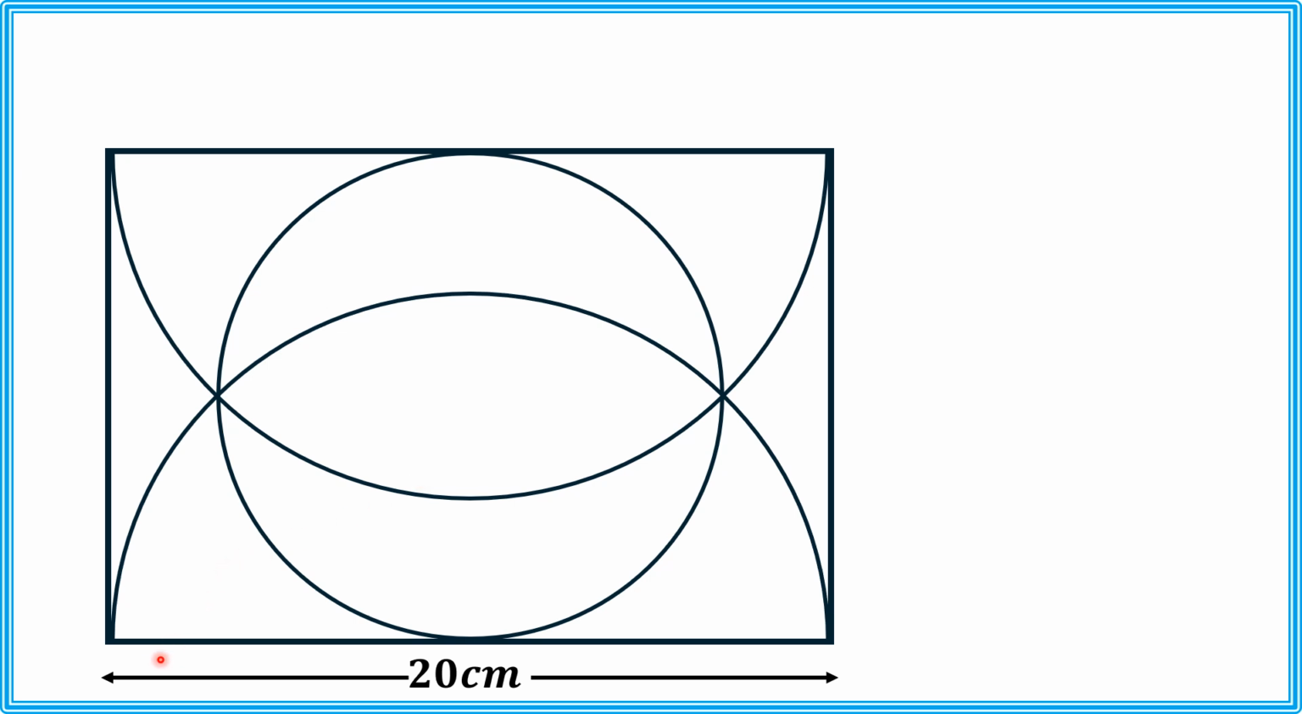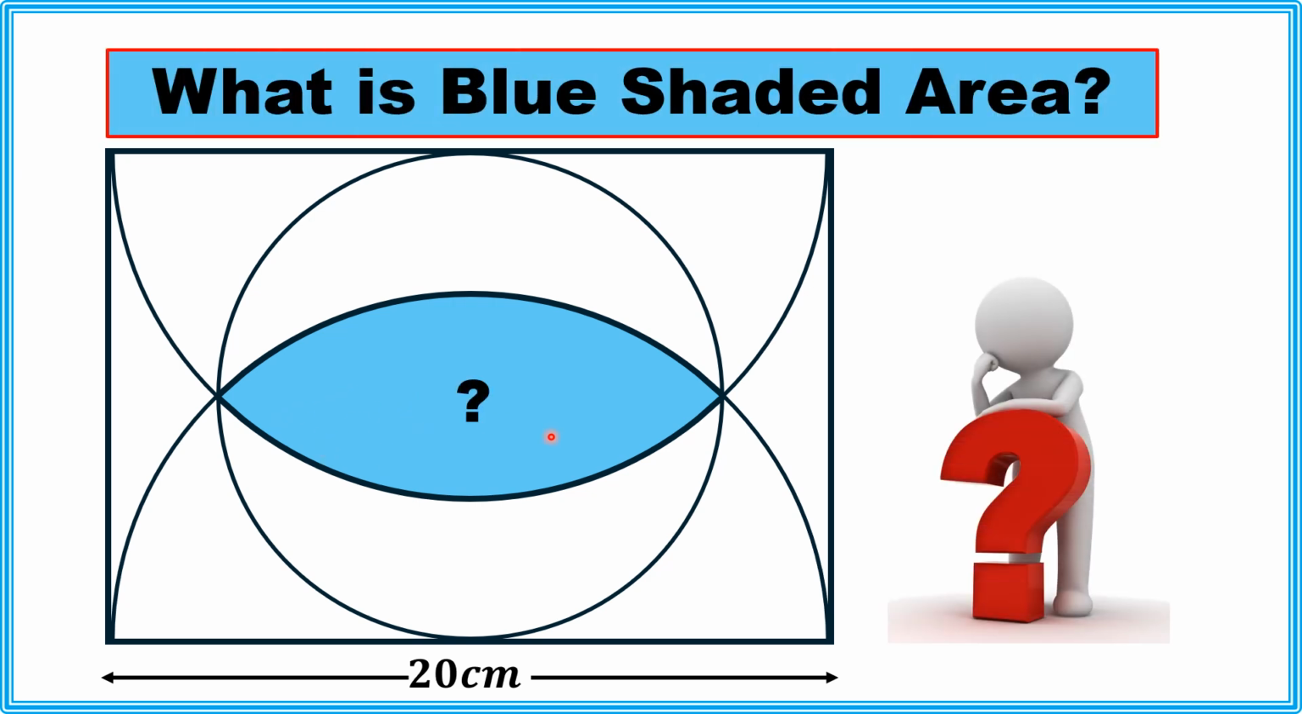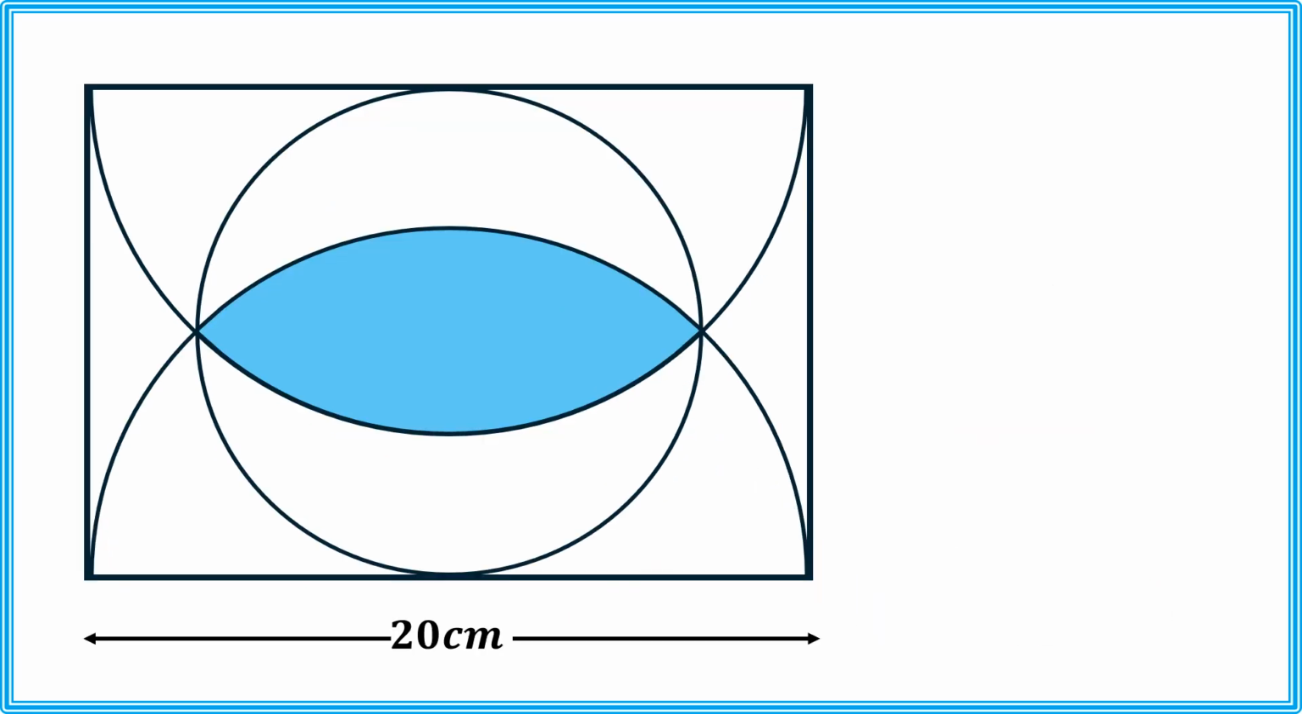If the length of this rectangle is 20 centimeters, then with this limited data we have to find this blue shaded area. Let us move toward the solution. First of all, we mark this tangency point.